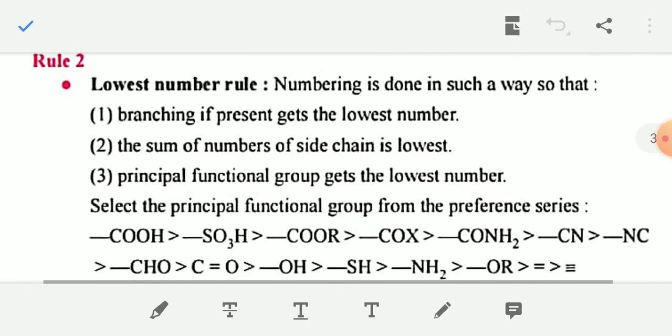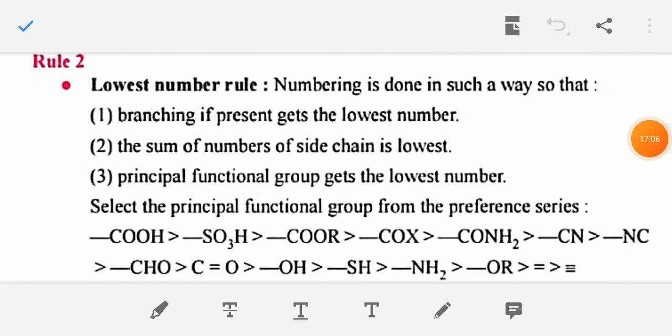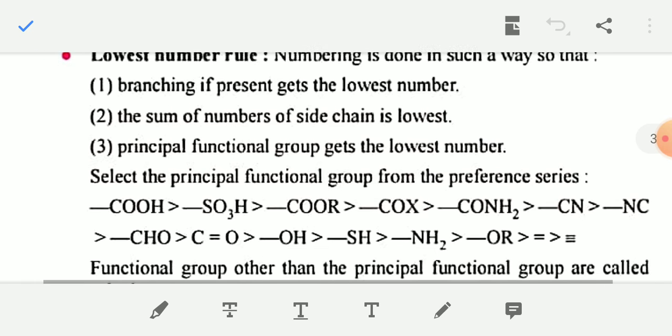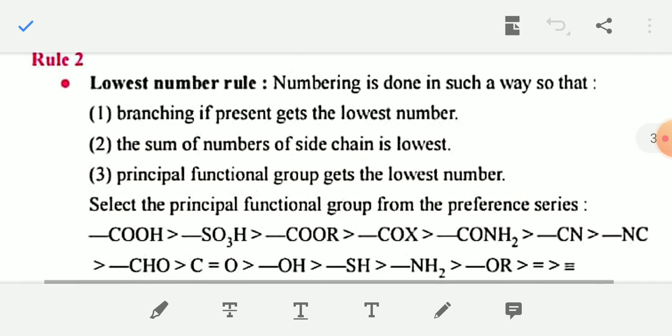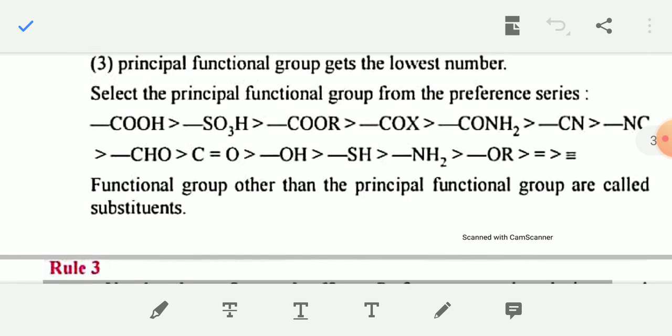Second rule, lowest number rule. Numbering is done in such a way that branching, if present, gets the lowest number, the sum of the numbers of side chains is lowest, and the principal functional group gets the lowest number. You have to follow this rule during naming an organic compound.